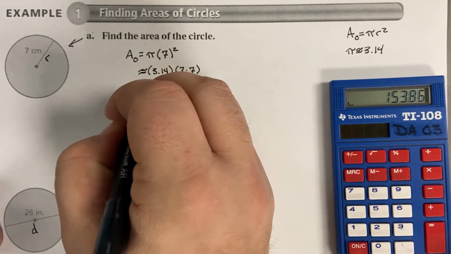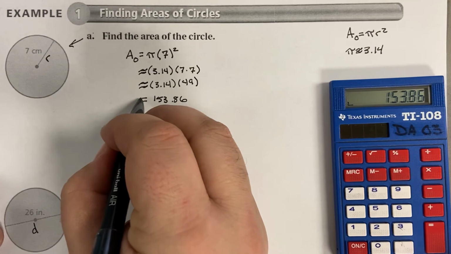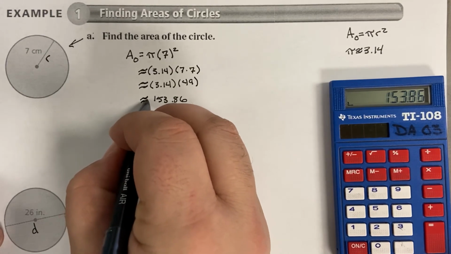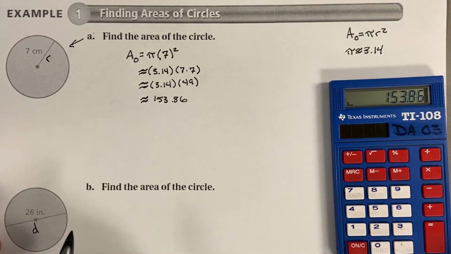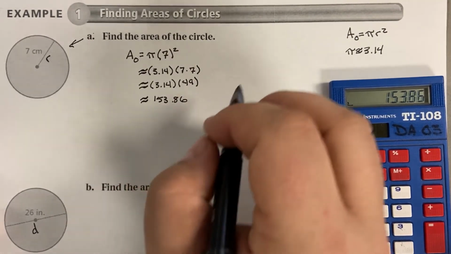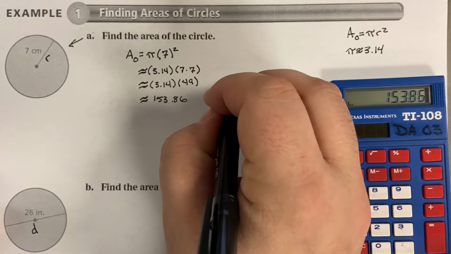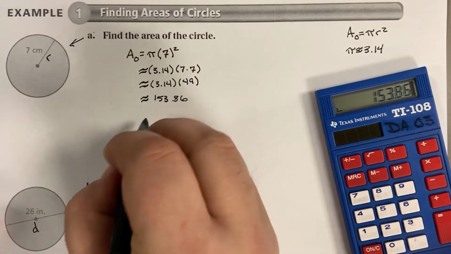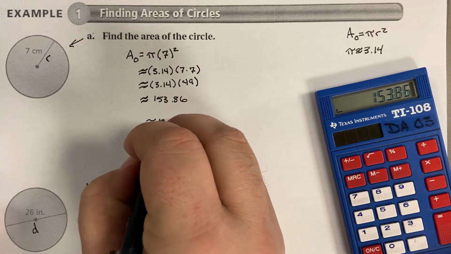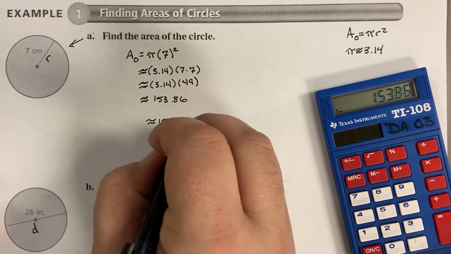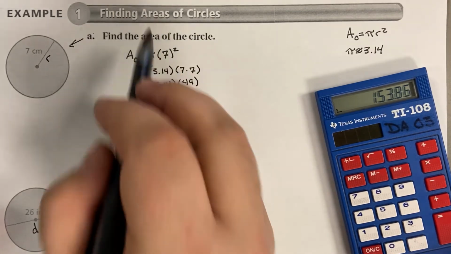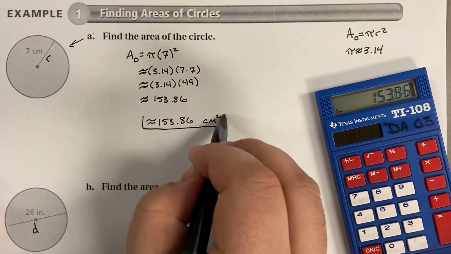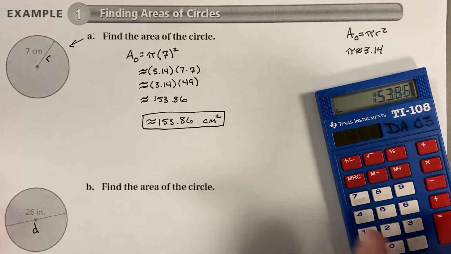Now, as long as we kept pi, this was exact, and let me correct myself, and I did that on purpose, by the way. These are actually about or approximately equal, because as soon as we replace pi with 3.14, we aren't dealing with pi, we're dealing with a number very close to it. So what this tells us is the area of our circle is about 153.86 centimeters squared, because again, we're dealing with area, so it's always got to be squared on the unit.